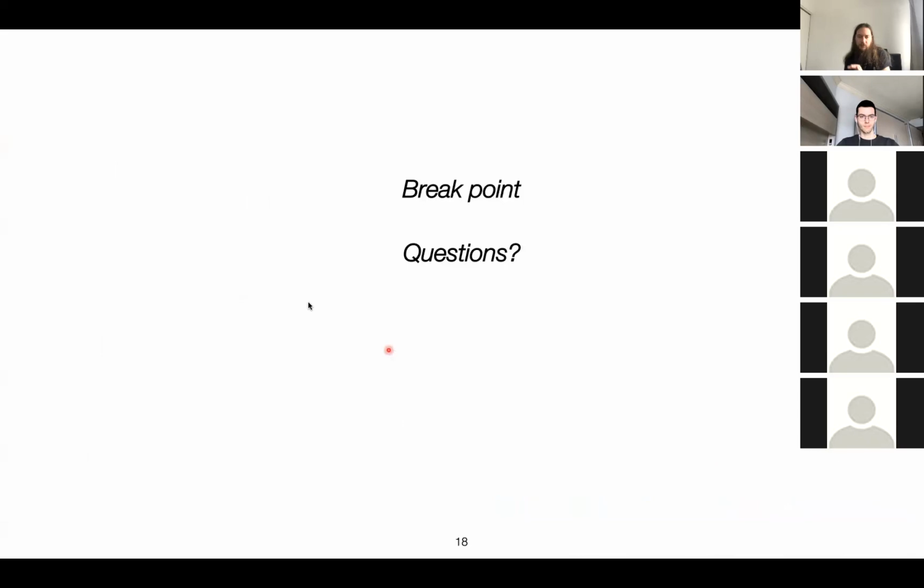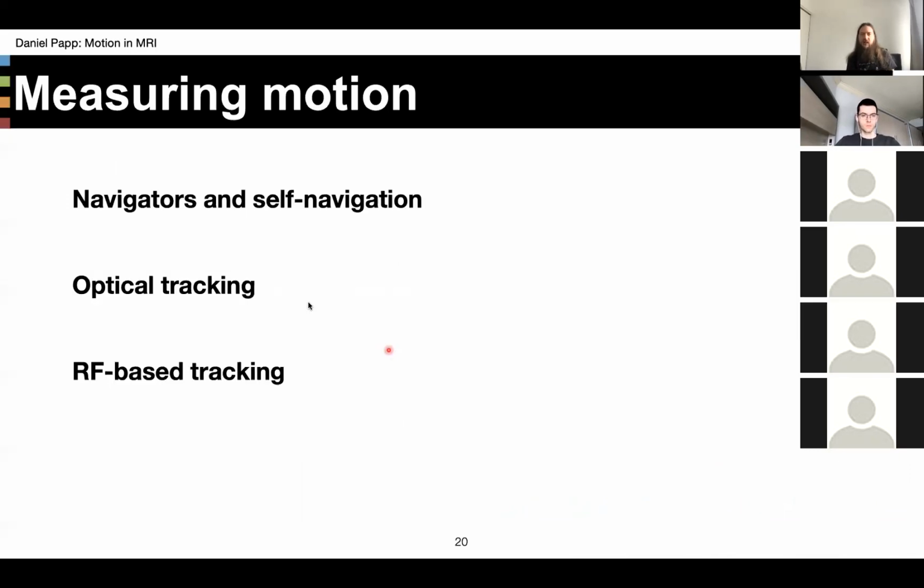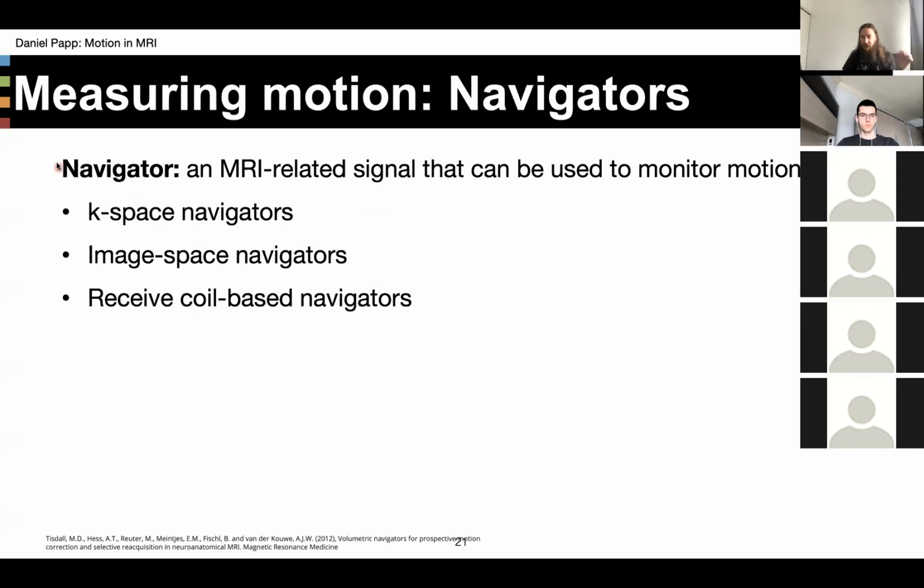So fine, we've mitigated our motion, but now we need to measure whatever's left. So how do we measure motion? There's three bigger categories that I've chosen to impose on all the methods: navigators, optical trackers, and RF-based trackers. So what's a navigator? A navigator is an MRI-related signal that we can use to monitor motion. And depending on how we use this signal and this information, this can be a k-space-based navigator, an image-based navigator, or a receiver coil-based navigator, and whatever other categorization someone else can come up with.